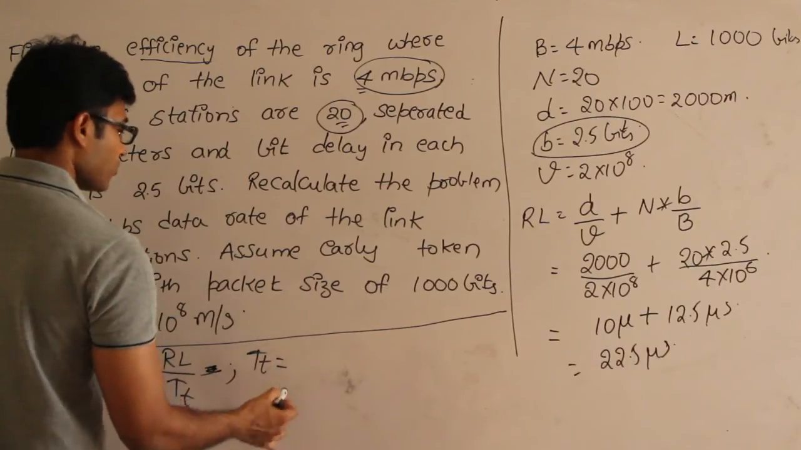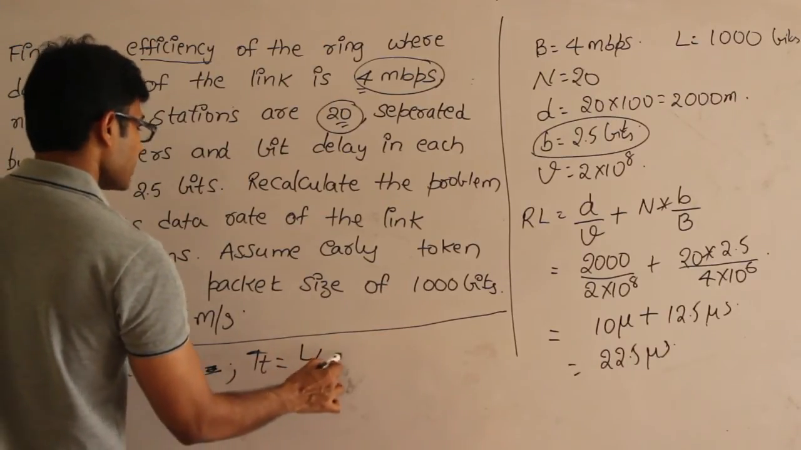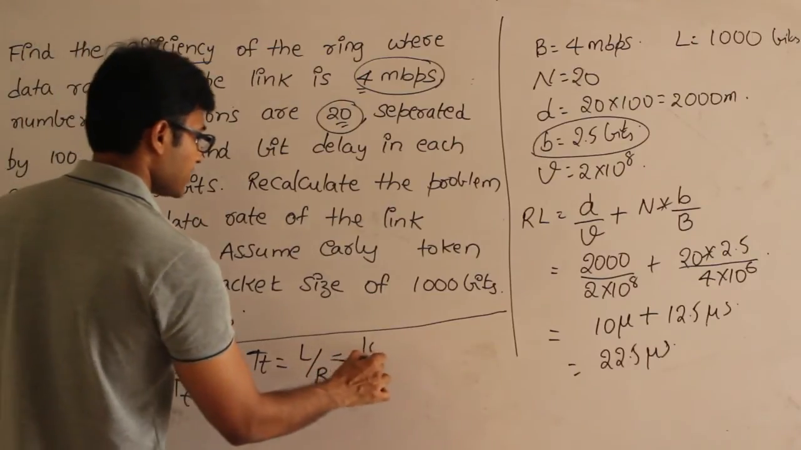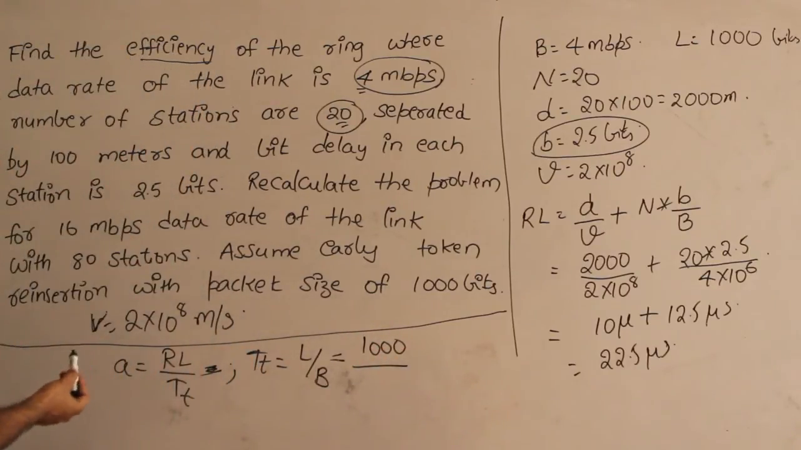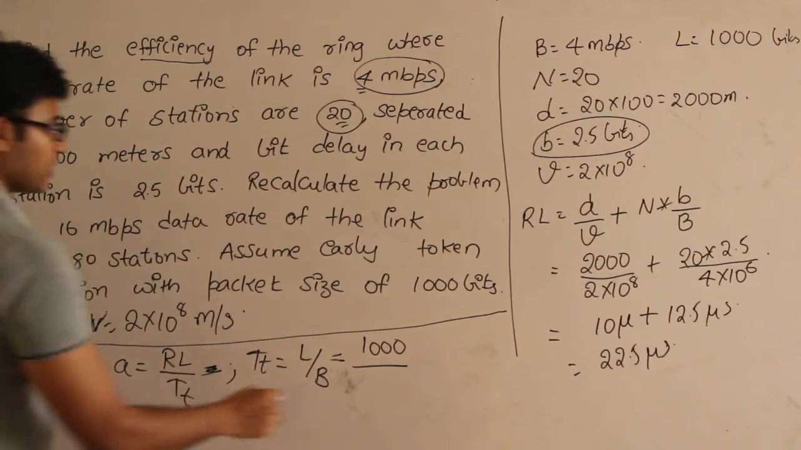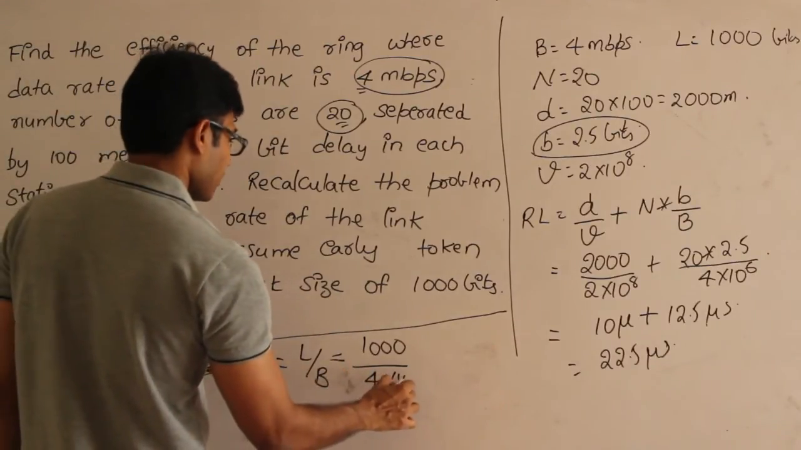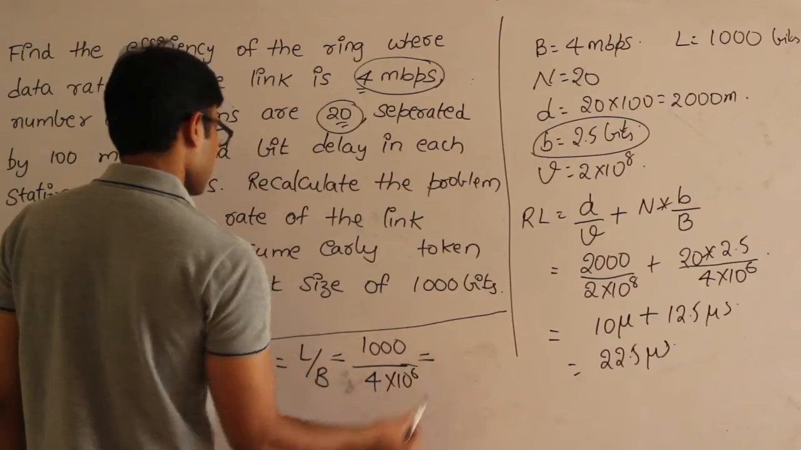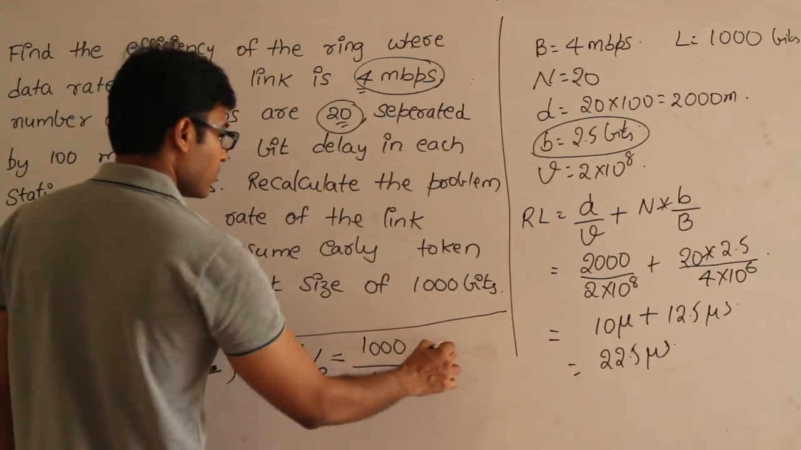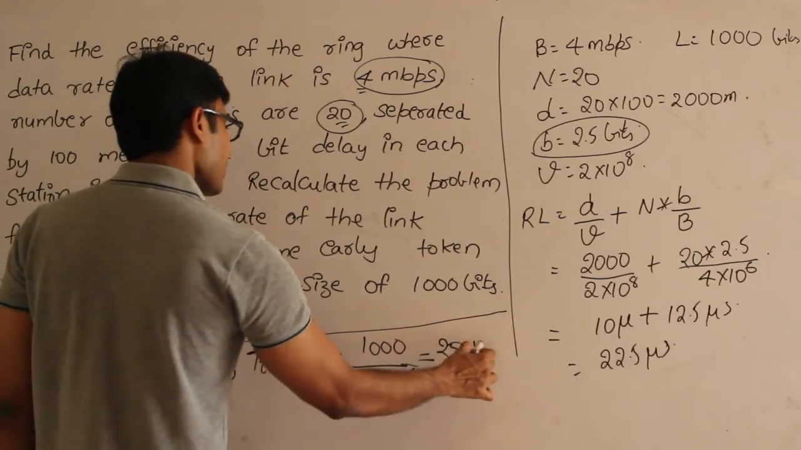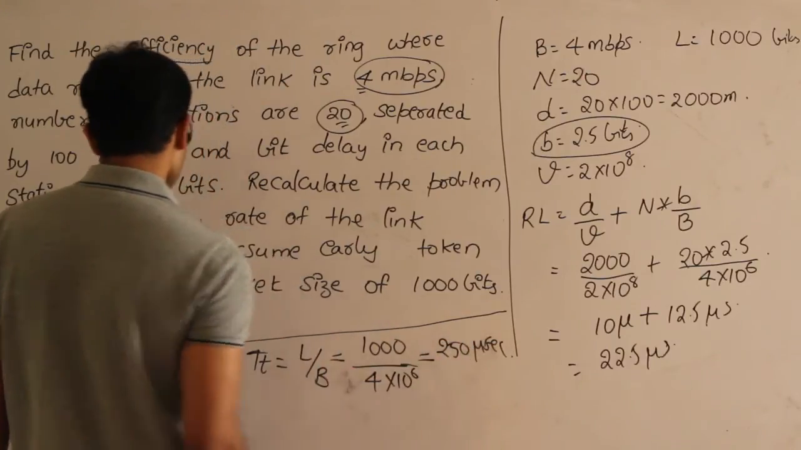Let's find out the transmission delay first. Transmission delay equals L by B. L is given as 1000 bits, divided by the bandwidth, which is 4 Mbps, right? So 4 into 10 power 6 bits per second. If you compute it, you are going to get 250 microseconds, right? So you can find out A.